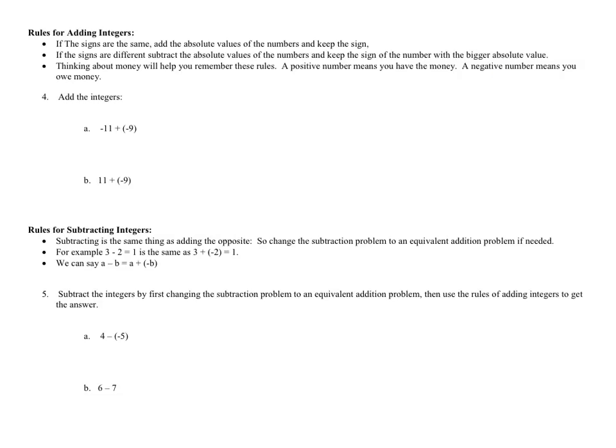So let's look at an example. Negative 11 plus negative 9. They are the same sign, they're both negatives. We owe $11 and we also owe $9. So we'll add the absolute values of the numbers, meaning I'm adding 11 plus 9, which gives me 20. And I keep the sign, I owe $20.